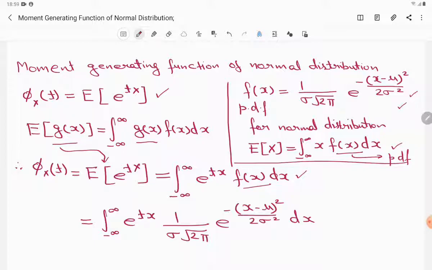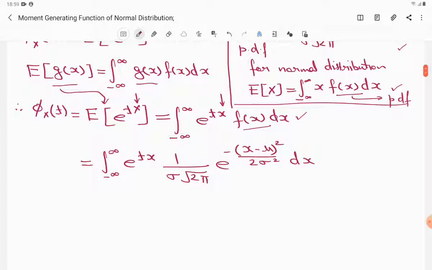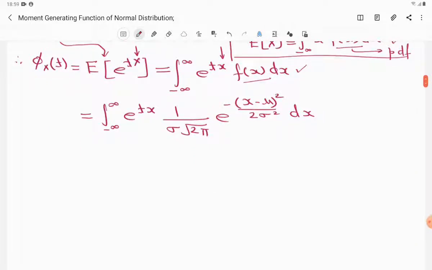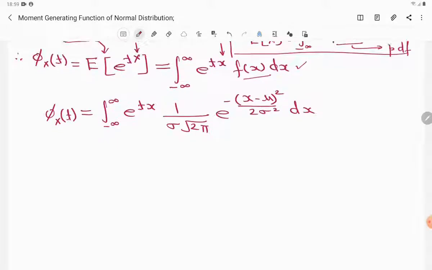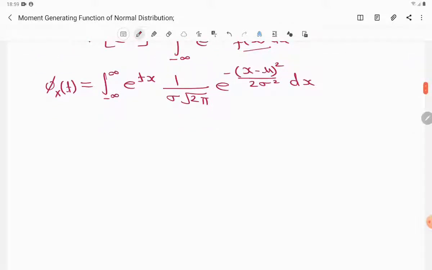Only one point I would like to notice over here: inside this expectation operator, I have written the random variable, which I represent by capital X. In this integration, I have written a small x. Small x is typically used for the values which can be taken by this random variable, which is denoted by capital X. So eventually we are supposed to evaluate this integral, which is nothing but phi x of t. That is the integration that we are supposed to evaluate.